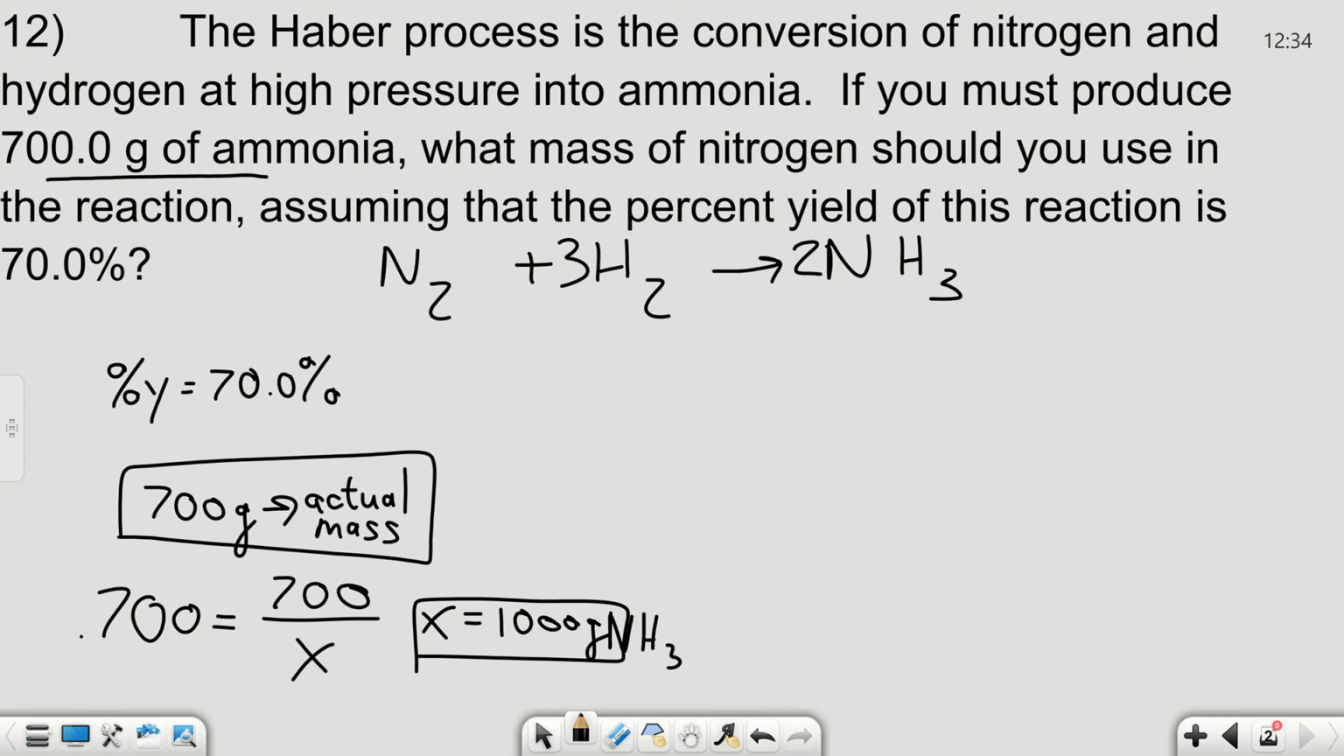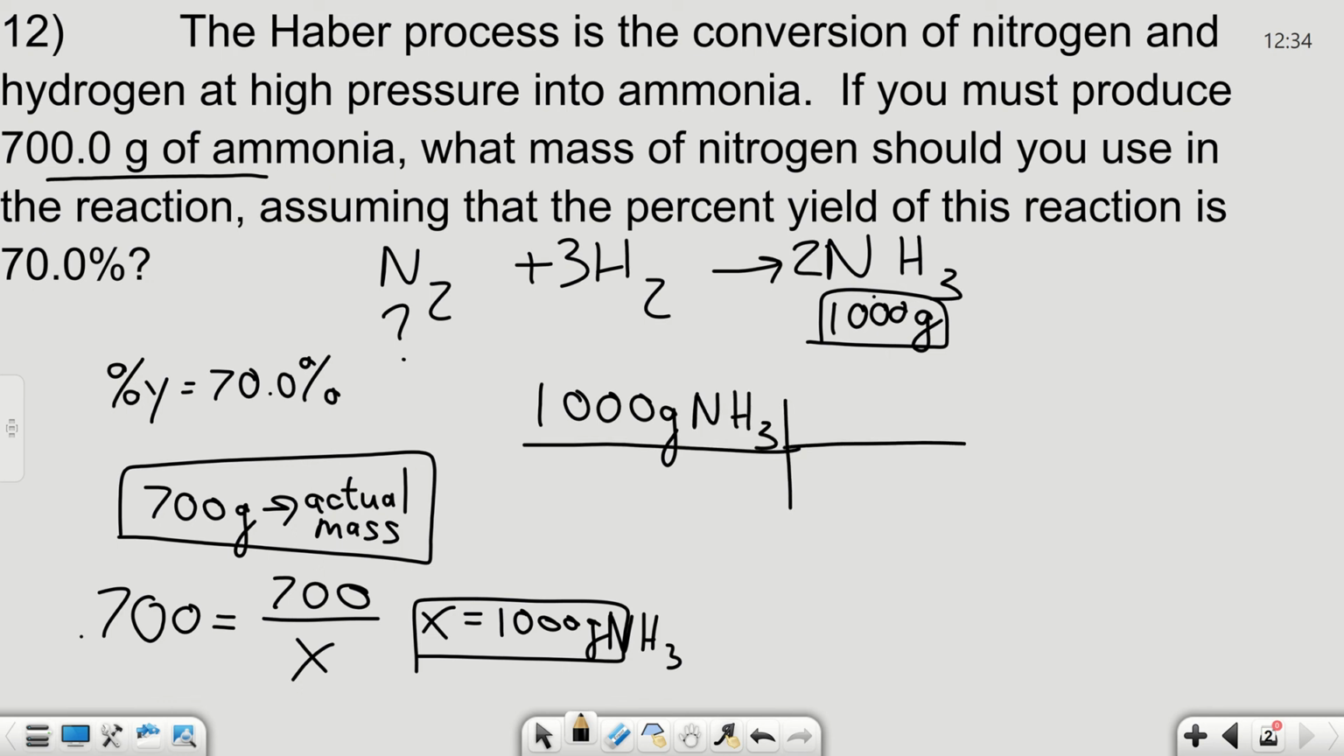So that's what I'm going to start with, because I'm trying to go back and say, I need to produce 1,000 grams of ammonia. How much nitrogen should I use? This is how much I should produce, but it's going to only come out to 70%, so it's going to be 700 grams in the end. It's kind of a weird circular thinking with it. All right. So I'm going to start with 1,000 grams of NH3 and convert back to N2.